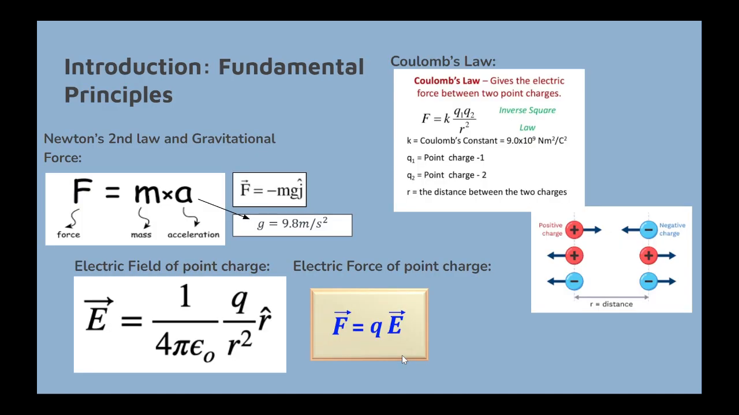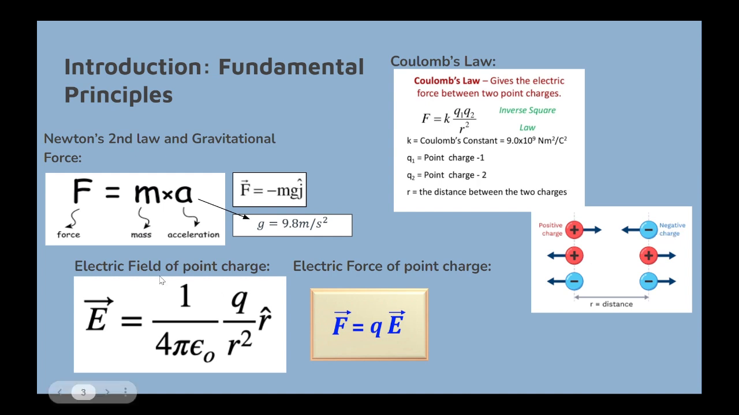These are the fundamental principles that we will be using. We'll be using Newton's second law along with gravitational force, which is force equals mass times acceleration. The acceleration is the acceleration due to gravity, which is 9.8 meters per second squared. We will also be using Coulomb's law, which is the force between two point charges, where K is Coulomb's constant, the two Q's are point charges, and R squared is the distance between the two charges. It also tells us that positive and negative charges attract and like charges repel.